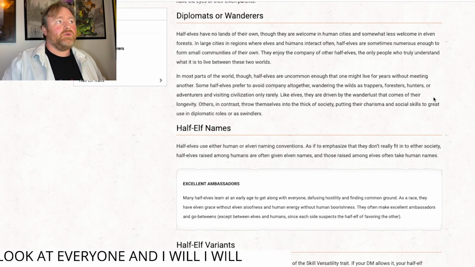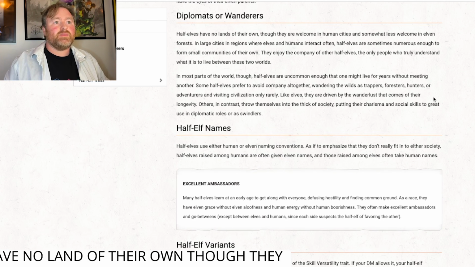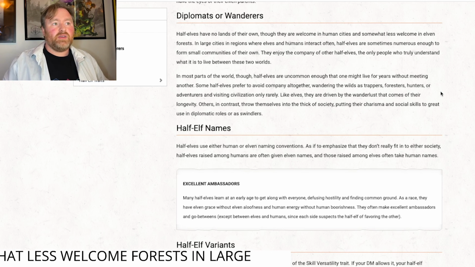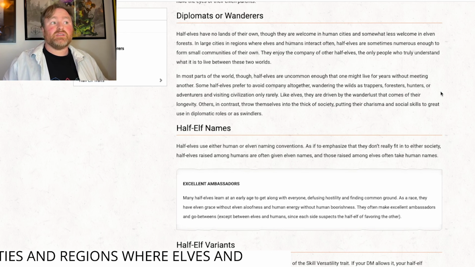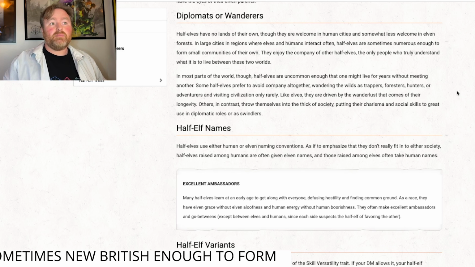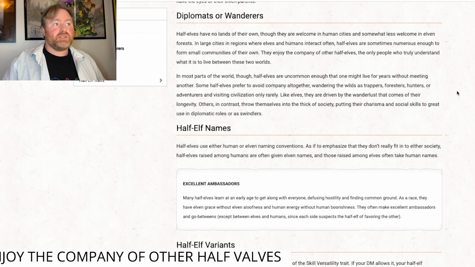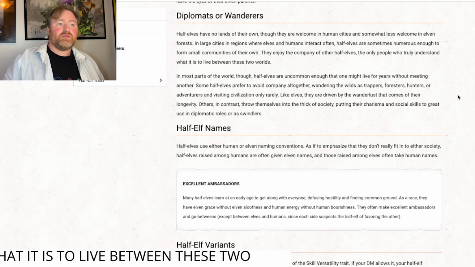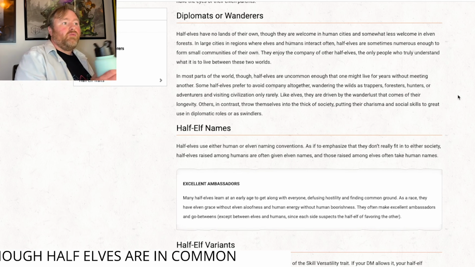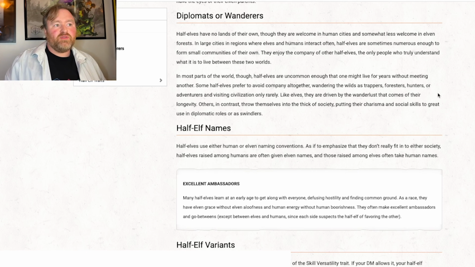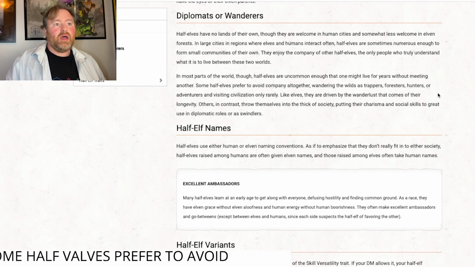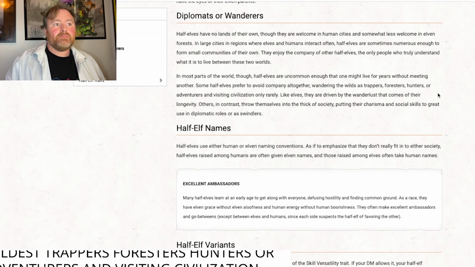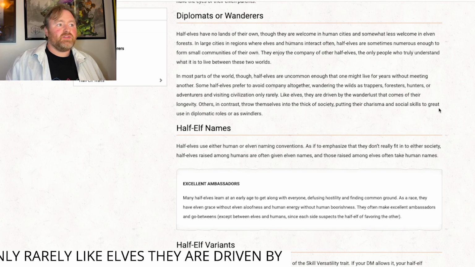Diplomats or wanderers. Half-elves have no land of their own, though they are welcome in human cities and somewhat less welcome in elven forests. In large cities and regions where elves and humans interact often, half-elves are sometimes numerous enough to form communities of their own. They enjoy the company of other half-elves, the only people who truly understand what it is to live between these two worlds. In most parts of the world, though, half-elves are uncommon enough that one might live for years without meeting another. Some half-elves prefer to avoid company altogether, wandering the wilds as trappers, foresters, hunters, or adventurers, and visiting civilization only rarely. Like elves, they are driven by the wanderlust that comes of their longevity.